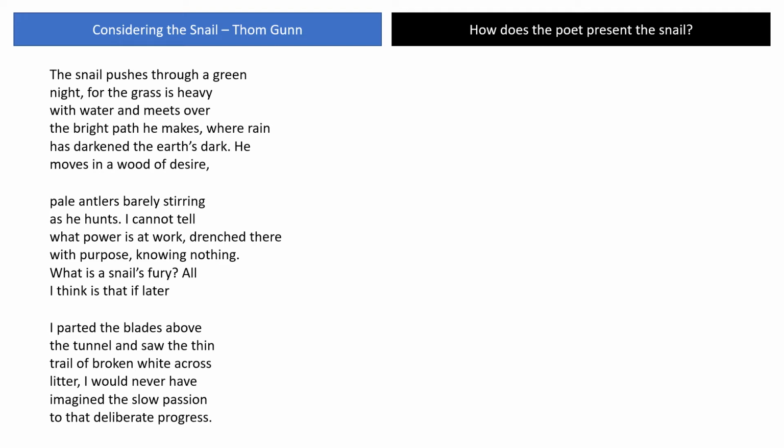So once you've read the poem, it's then best to look at the question and then think, what is the focus? Now with the question, it tends to be the same sort of pattern. How does the poet present? And that word present means show, and usually that's linked to methods. So how does the poet show us the snail? And so we've got our focus.